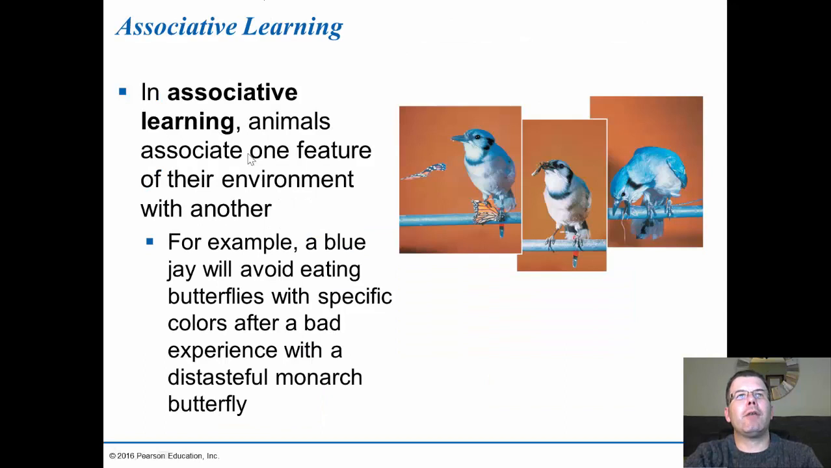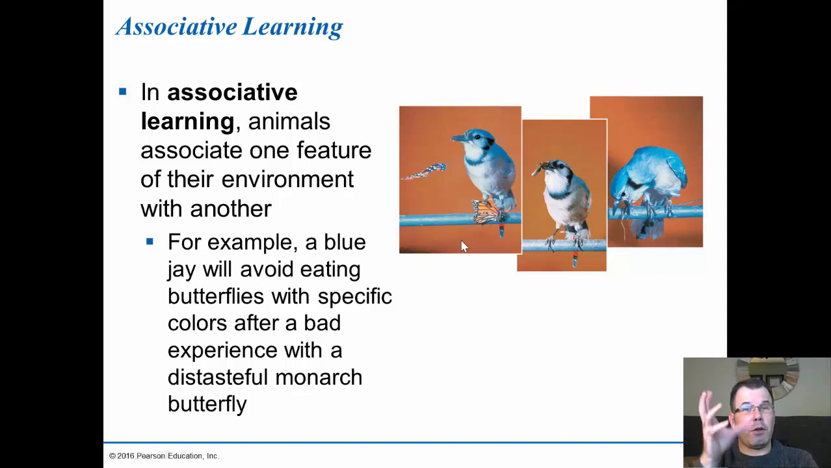Another thing that, again, we even display in humans is associative learning. And so animals associate one feature of their environment with another. The example is the blue jay, which will avoid eating butterflies with specific colors after a bad experience with a distasteful monarch. So they eat the monarch butterfly and then they go, oh, that wasn't very good, and they actually throw it back up. And so we've learned this as well.